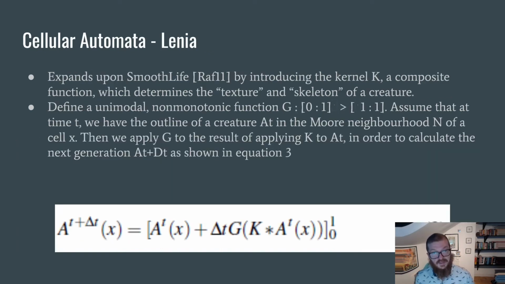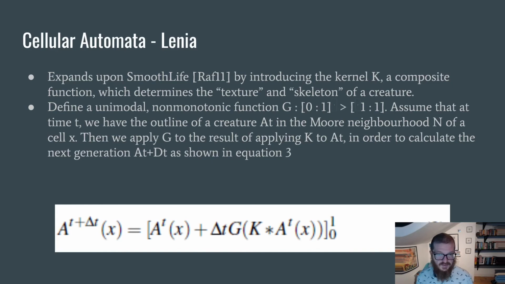Similarly, Lenia by Chan expands upon Smooth Life by introducing the kernel K, which is a composite function that determines the texture and skeleton of a creature. The article defines Lenia both in a continuous world suitable for mathematics, as well as in a grid-based world suitable for computations. Unlike Game of Life, in Lenia's grid-based model, cells take on normalized floating point values. The authors call this digital Game of Life versus analog Lenia.